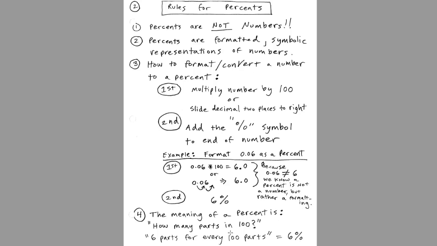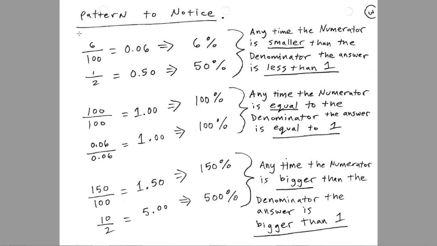Now, next page, just as in video 10, pattern to notice. Anytime the numerator is smaller than the denominator, we get a decimal less than 1, and our percentages are less than 100%. Anytime the numerator and denominator are equal, we always get the number 1, and if we format it, we get 100%. Anytime the numerator is bigger than the denominator, we're going to get a number bigger than 1, and our percentage will be more than 100%.